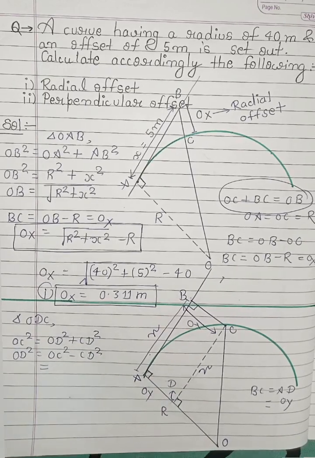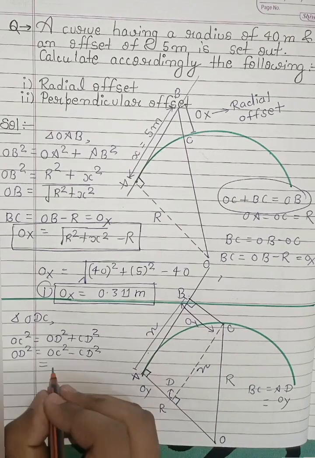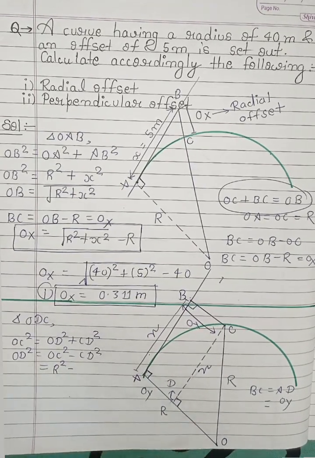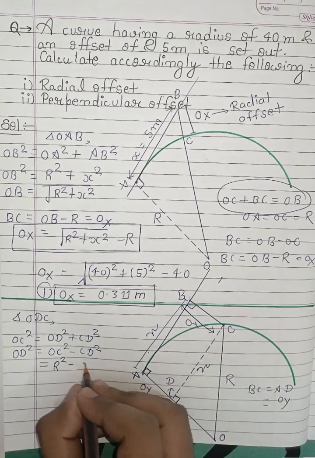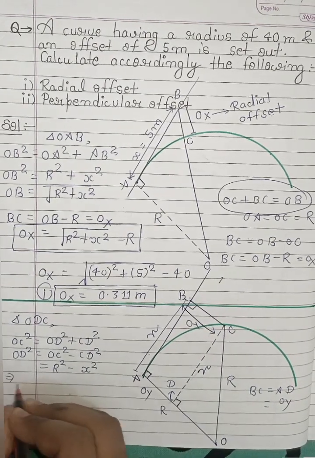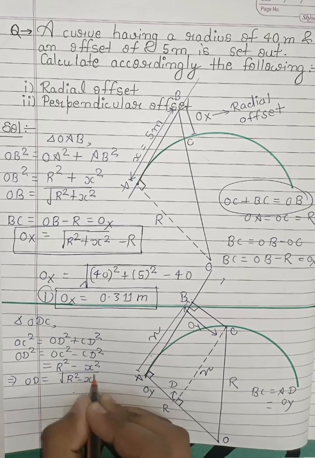What is OC? OC क्या है? OC is the radius of the curve, that is capital R, this one. So this is capital R square. And what is CD? CD is this one. This is the distance at which offset is taken, so it is x square. So यहाँ से OD is equal to हो जाएगा under root of R square minus x square.